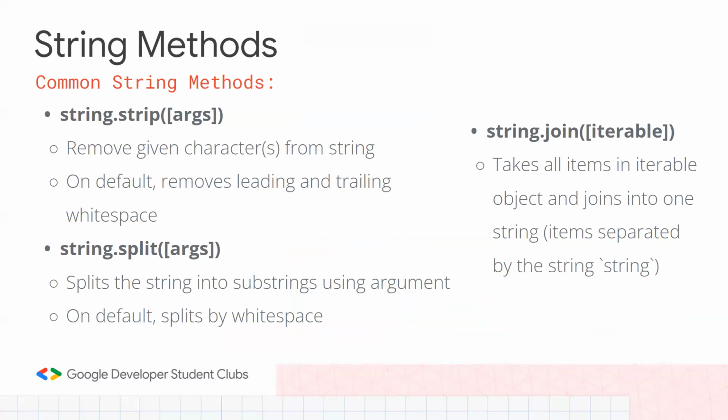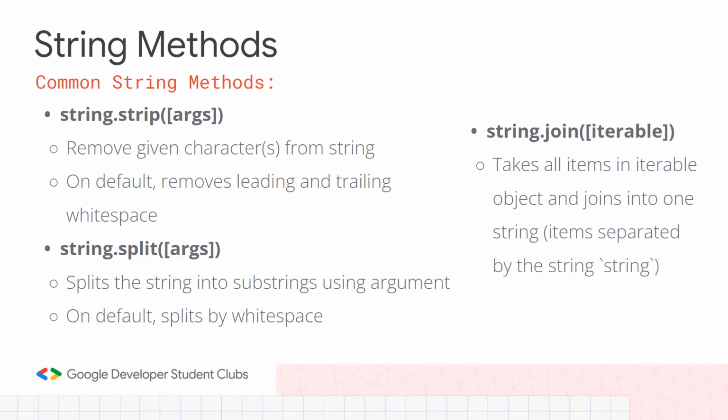We have some string methods here. It's the main part of this section. Some common string methods are string.strip. This removes given characters from the string. By default, if you use string.strip without any arguments, it removes the leading and trailing white space. So if you have a string that for some reason has a lot of space before the actual string starts and after, string.strip with nothing in it is just going to remove that white space on both sides.